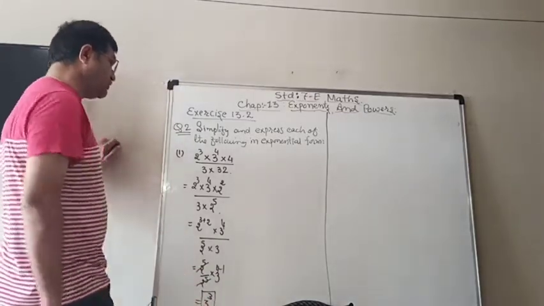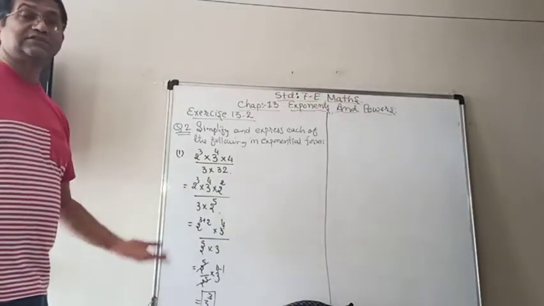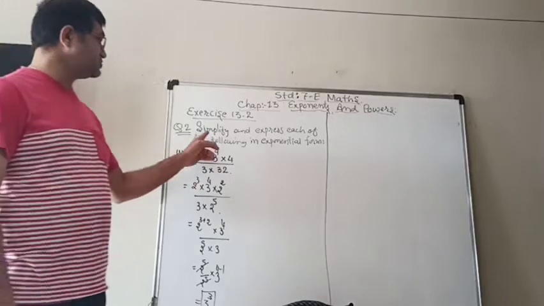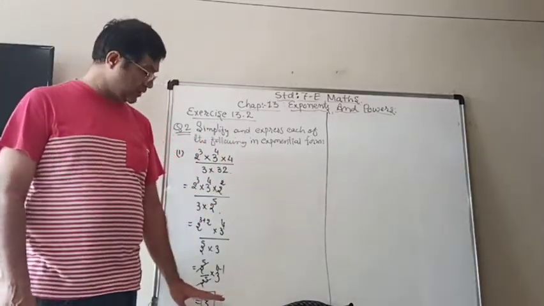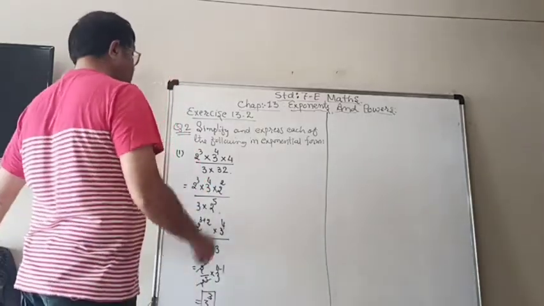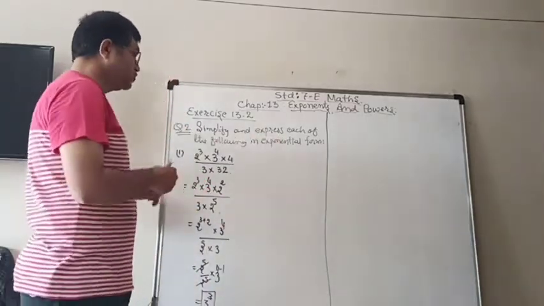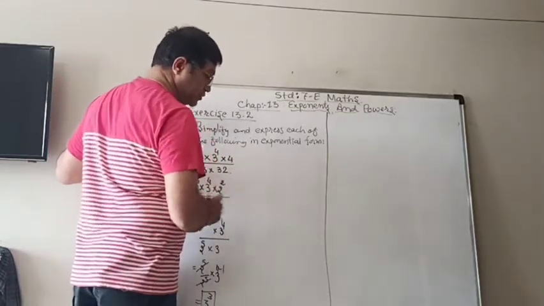You don't need to write down the answer like 3 times 3 is 9, 3 times 9 is 27, because it is only simplification. If there is evaluate, you can write it down. But in simplification and writing in the exponential form, you don't need to do that. Let's do the next one.